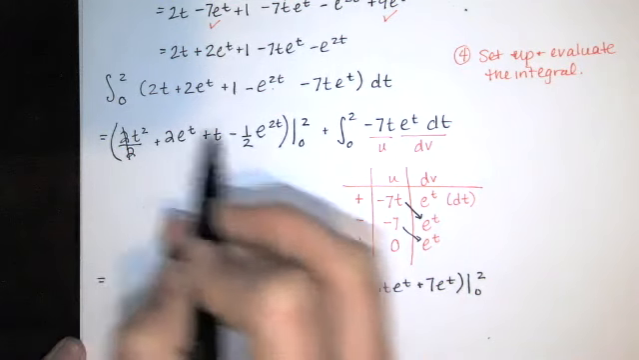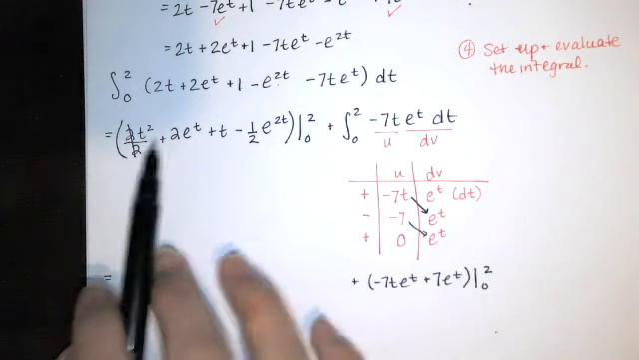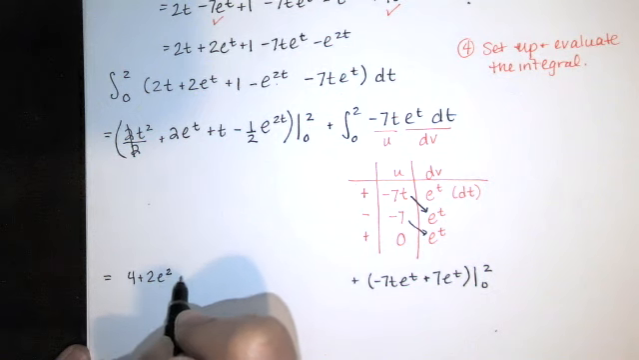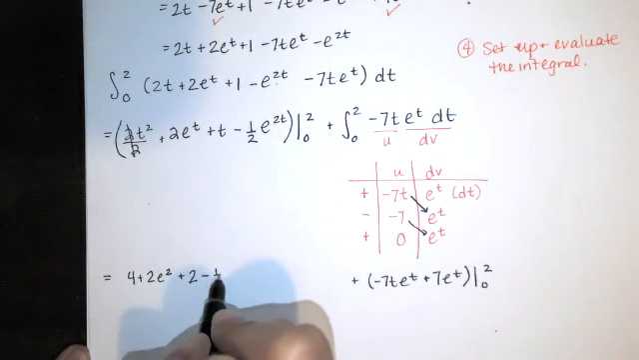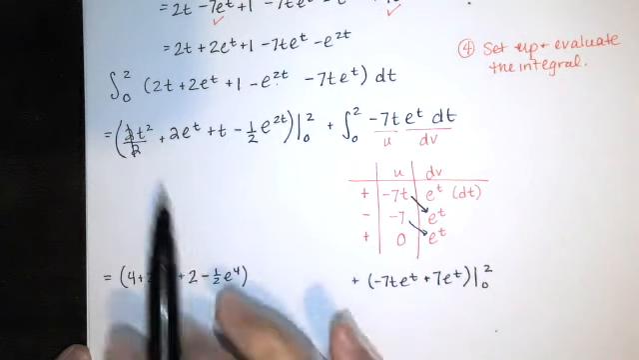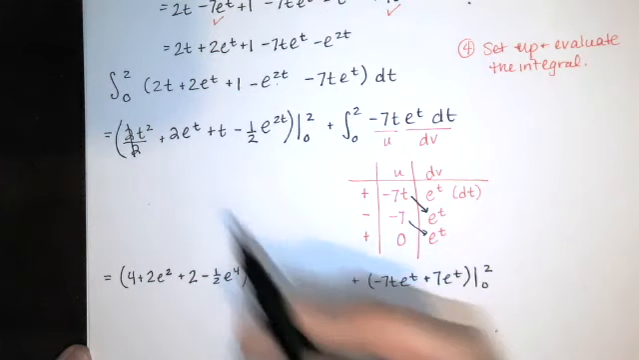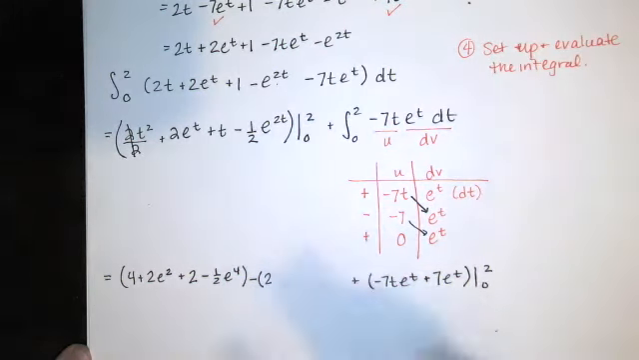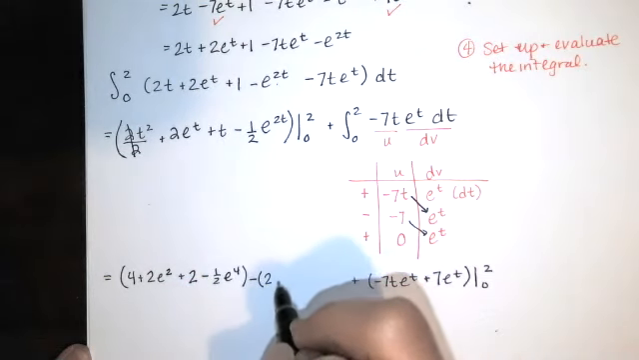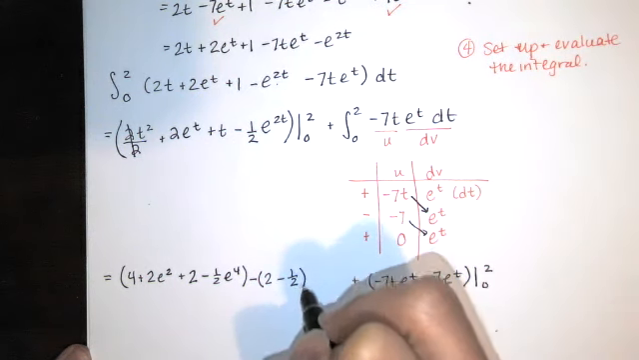And then we have whatever we get over here when we substitute in t equals 2 and t equals 0 and subtract. When t equals 2, we get 4 plus 2e squared plus 2 minus 1/2 e to the 4th. When t equals 0, this is 0. We have 2 times e to the 0, which is 1, 2 times 1, which is 2. And then when we substitute t equals 0 here, we have 0. And on the last one, we'll have 1/2 e to the 0, which is 1/2 times 1.